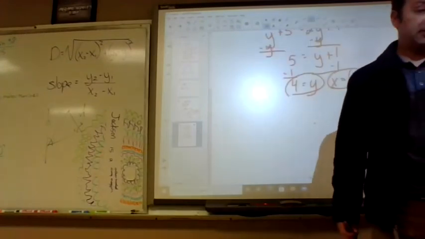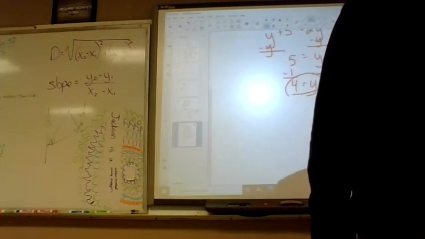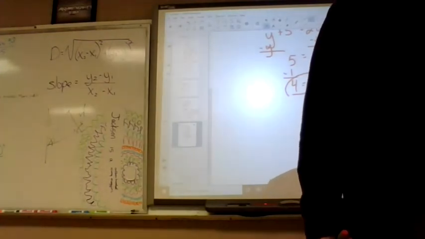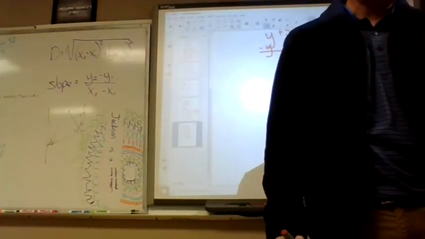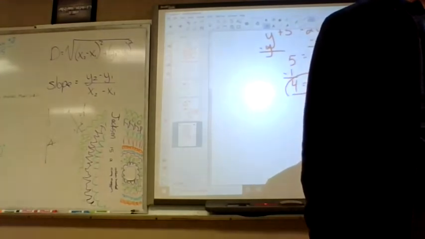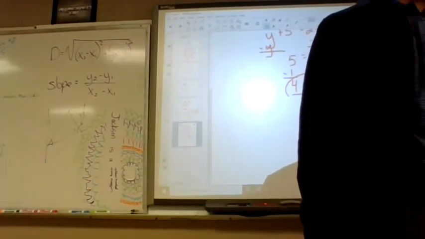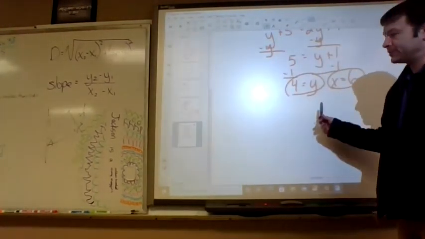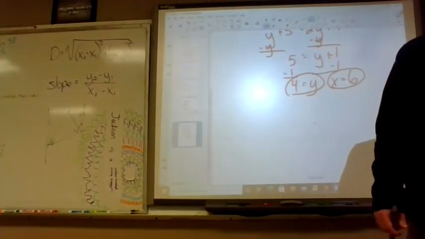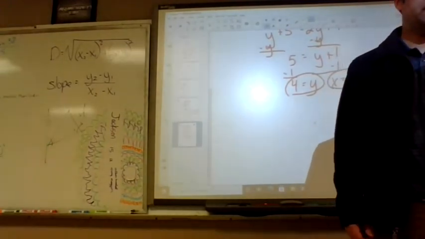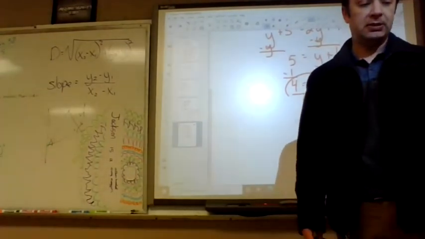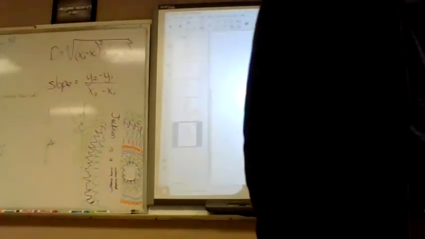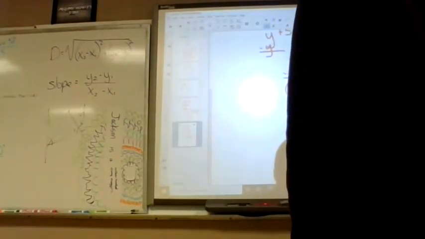Okay. Now let's look at the question. PQ is the bottom one, which is just x. So what's PQ going to be? 6. QR is 2y plus 1. We found y was 4, so it's 2 times 4 plus 1, which is 9.